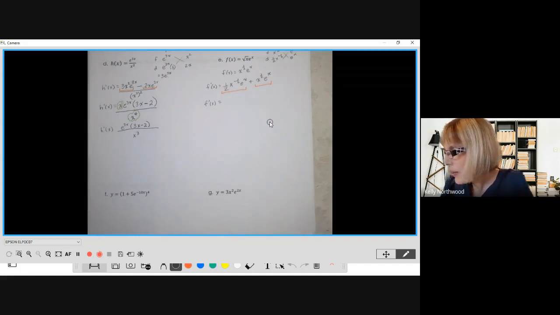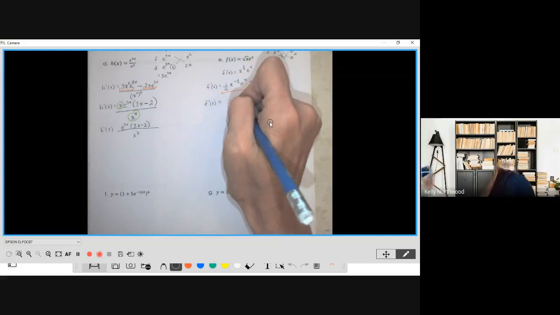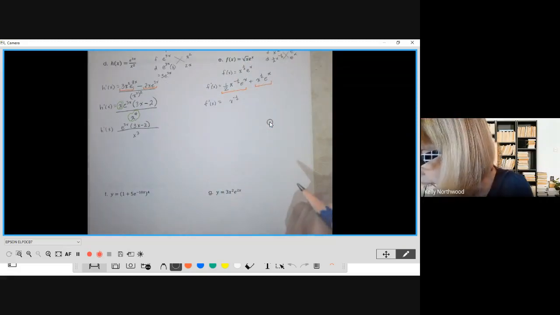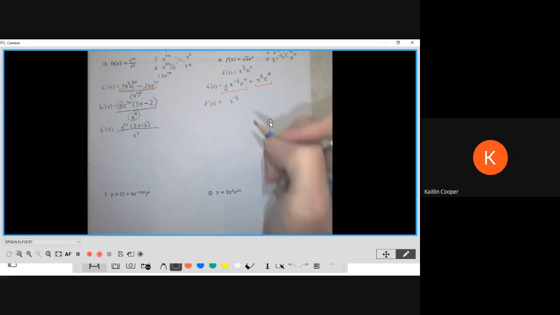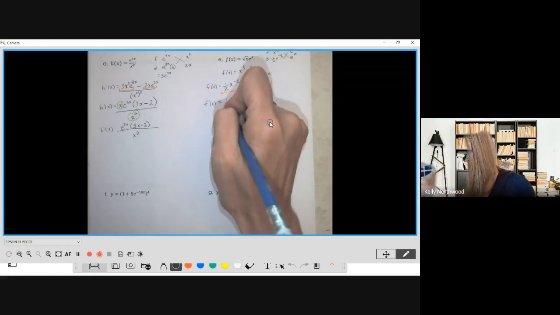Does anyone think they know the common factor? X to the negative 1/2. That's part of it. Anything else? And e to the x, good. And I'm going to force the half out as well.